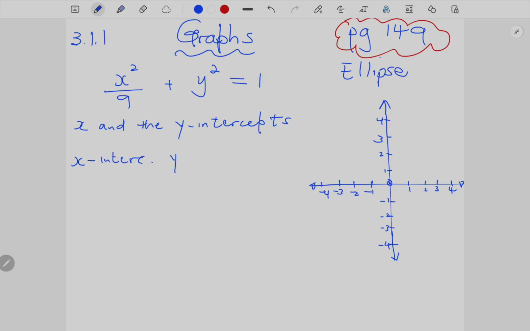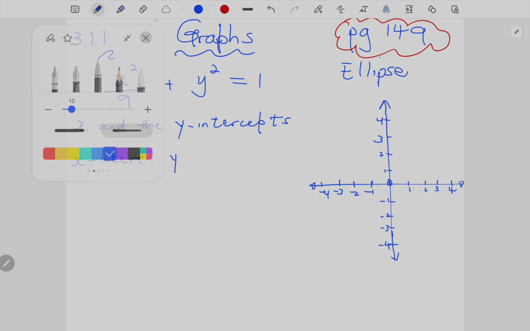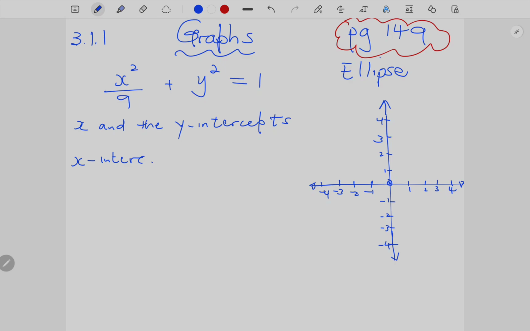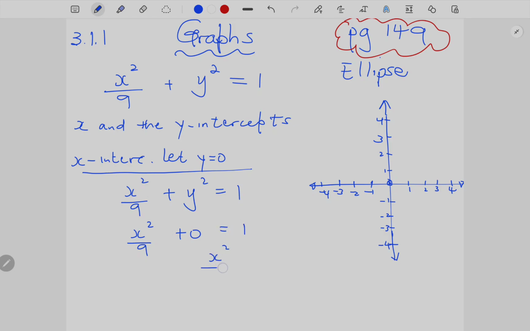Let me maybe write it in full. For the x-intercept, you let y be 0. In this equation, x squared over 9 plus y squared is equal to 1, whenever you see y, what do you put? You put a 0. So you've got x squared over 9 plus 0 is equal to 1. So therefore you've got x squared over 9 is equal to 1.